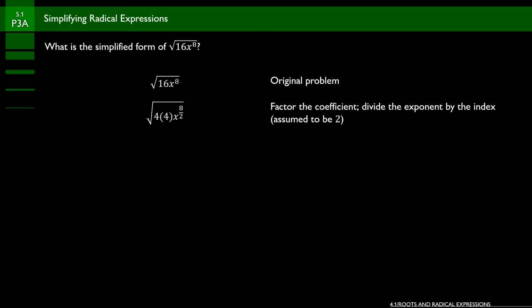What that means is we're going to pull out x to the 4th, and that's going to go outside of the radical. So 16 is a perfect square, so 4 comes outside of the radical. And since x to the 8th is also a perfect square, we're going to pull x to the 4th outside of the radical. That means the solution is going to be 4x to the 4th, and there's not going to be any radical left over.